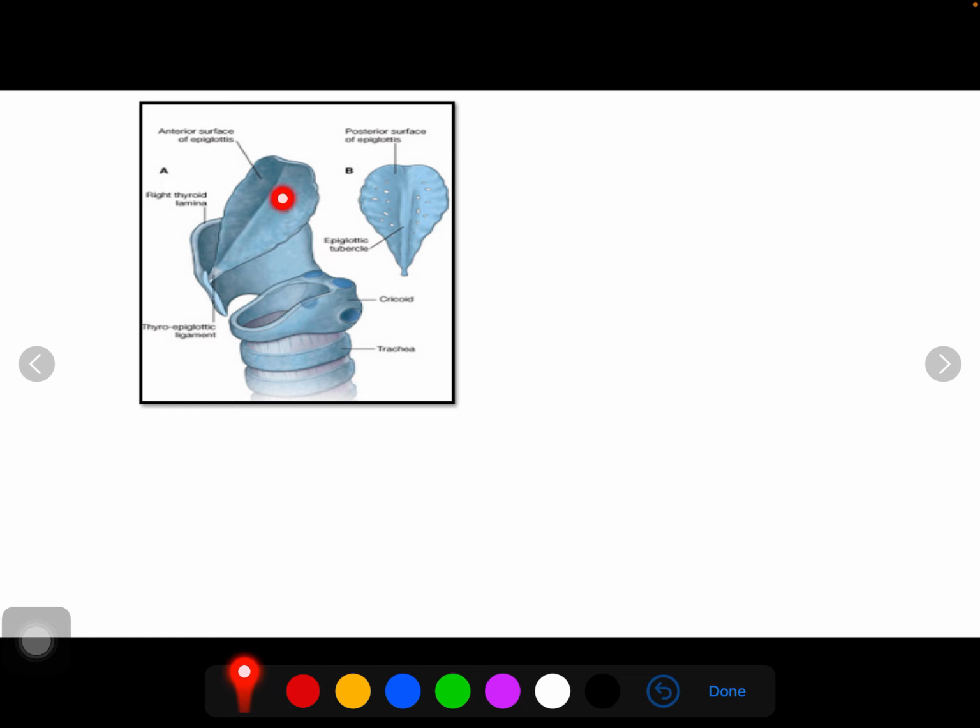Then the posterior surface: the lower part is covered by respiratory mucosa and the upper part by the squamous non-keratinized type. It is pitted by small mucous glands and is pierced by a branch of the internal laryngeal nerve. There is a tubercle of the epiglottis in the lower part.